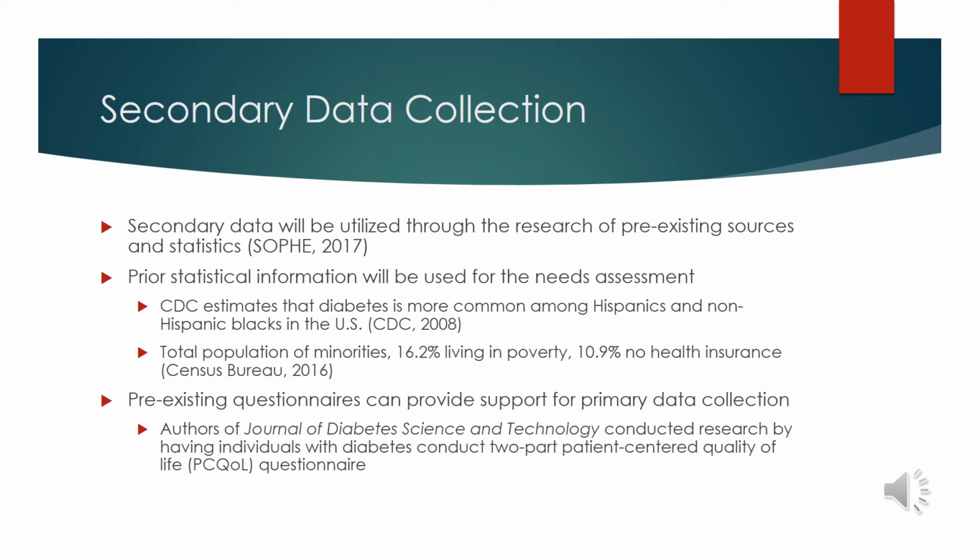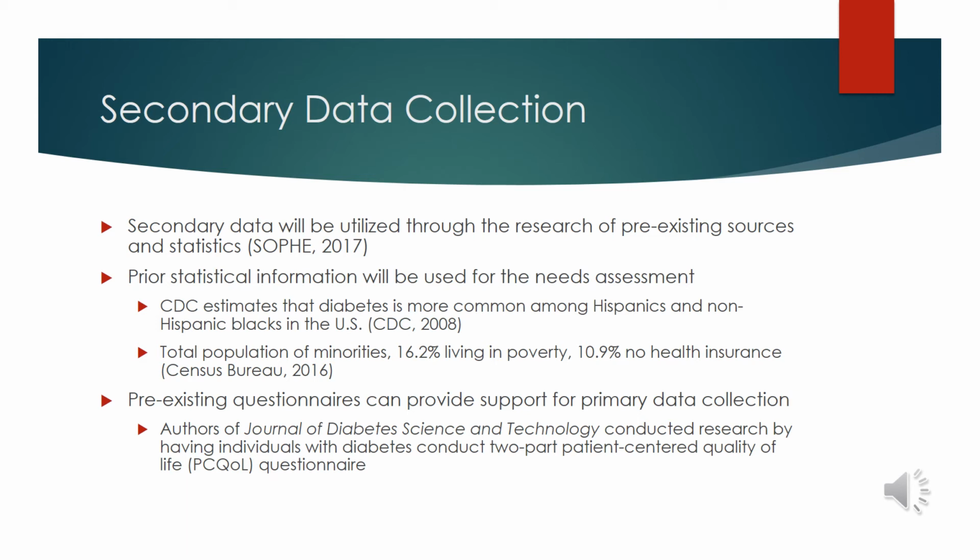For example, CDC prevalence estimates show that diabetes is more common among Hispanics and non-Hispanic Blacks in the United States. The Hispanic population alone accounts for 48.4% in Riverside County and Black or African American 7.1%, based on a population of over 2 million. Of the total population, 16.2% are living in poverty and 10.9% are living without health insurance. Based on these statistics, a diabetes intervention program aimed at helping lower income Hispanics and non-Hispanic Blacks would be beneficial within the Riverside County community.